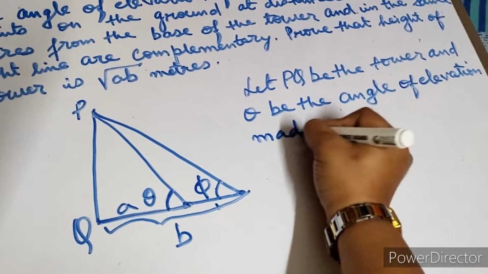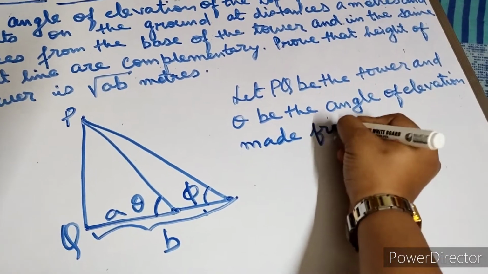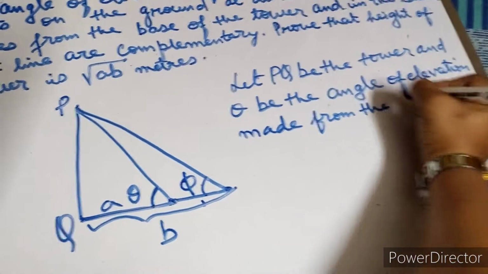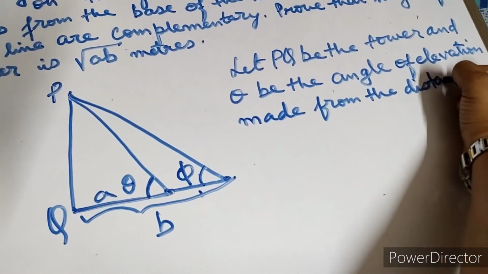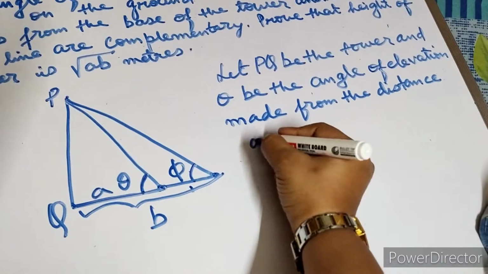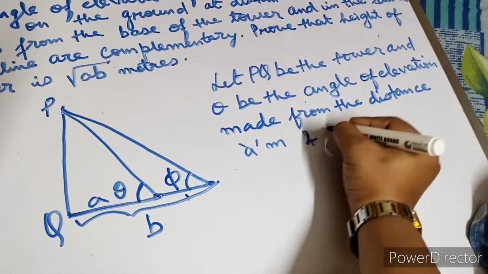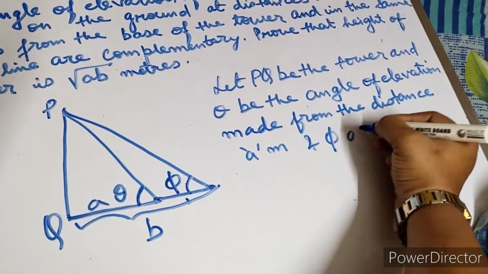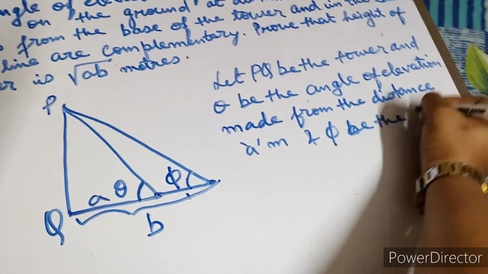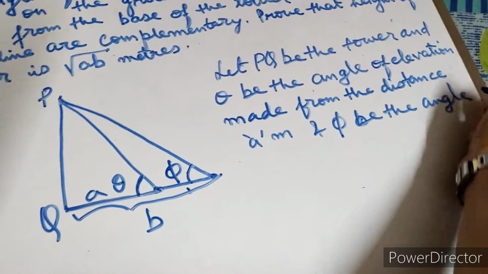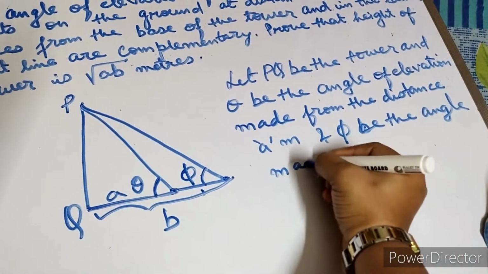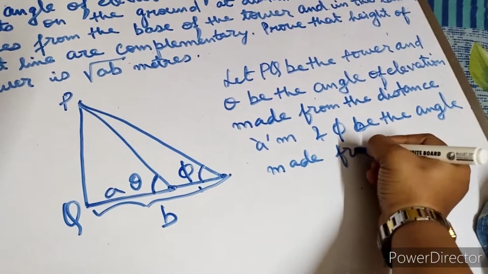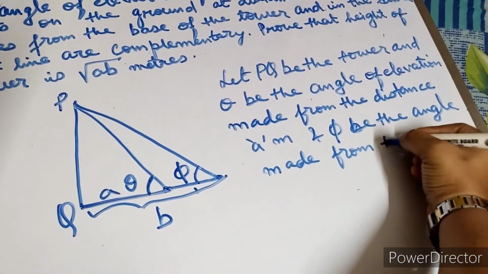Made from the distance A meter, and phi be the angle made from the distance B meter.